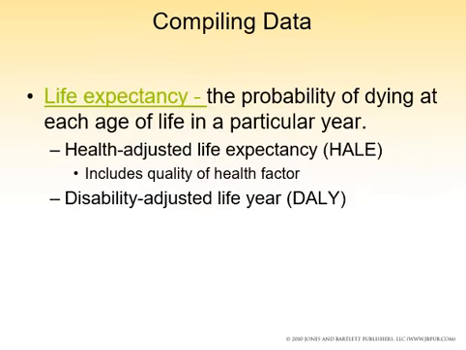Life expectancy, or the probability of dying at each age of life in a particular year, is also used to look at the health of a population. But life expectancy tells us only part of what we want to know. It reflects the impact of dying, but not the impact of disability.